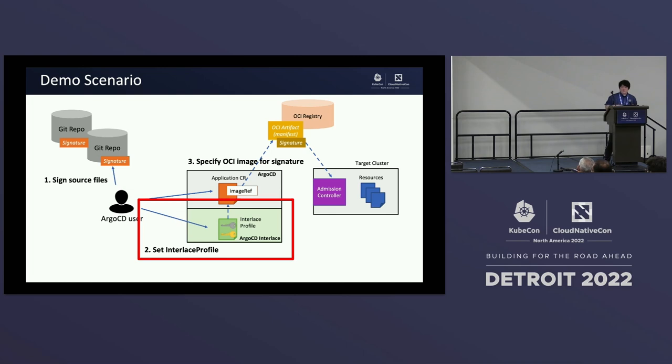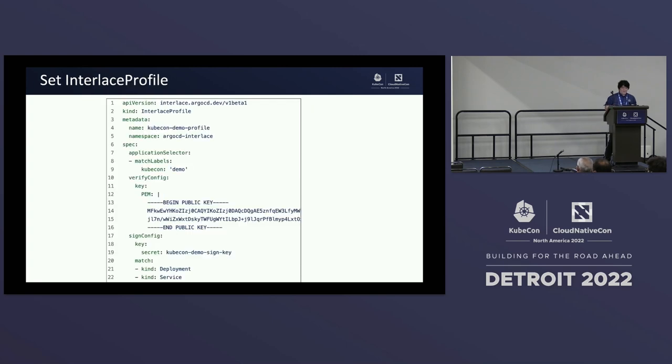The second step is configuring Argo CD Interest with a custom resource called the interest profile. This profile has a selector for which applications should be in scope of this interest profile, and also a public key for the source material verification, and a signing key for the YAML manifest signing. So this is what I'm actually using for the interest profile: it has an application selector, a public key and a signing key reference, and also a match condition. This defines what type of resources should be signed by Argo CD Interest.